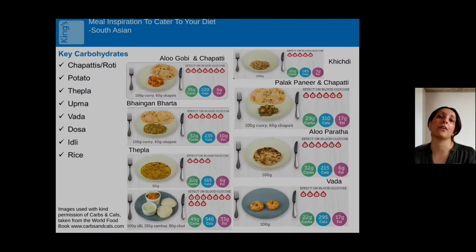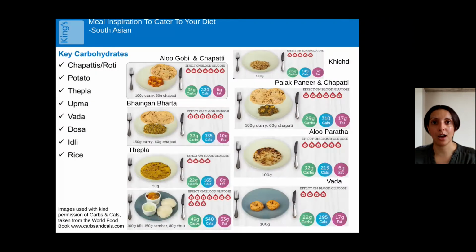And then if you're following a South Asian diet, some of your more common carbohydrate foods might be your chapatis, your rotis, your parathas, any dosas, idlis, varas, any potatoes or root vegetables also. And don't get caught out by any condiments that might have hidden sugars within them as well.